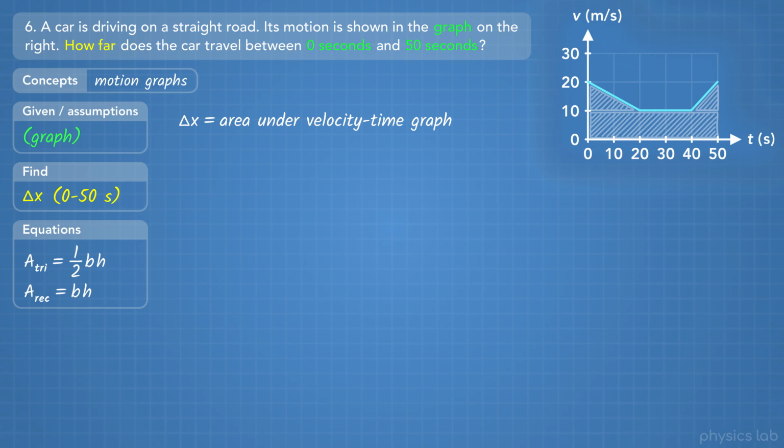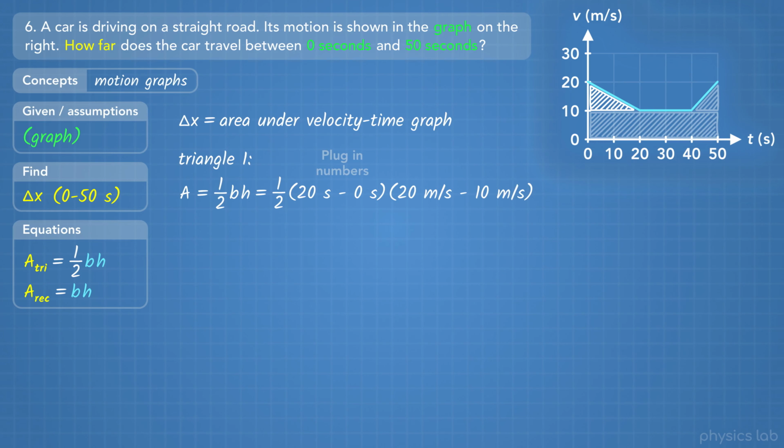Let's also write the equations for the area of a triangle, 1/2 base times height, and the area of a rectangle, which is just base times height, or length times width. We can find the base and height of each one based on the graph, and then add the areas together. So let's start with the first triangle. The base of the triangle would be 20 seconds minus 0 seconds, and the height would be 20 meters per second minus 10 meters per second. That gives us 100 meters for the area of that triangle.